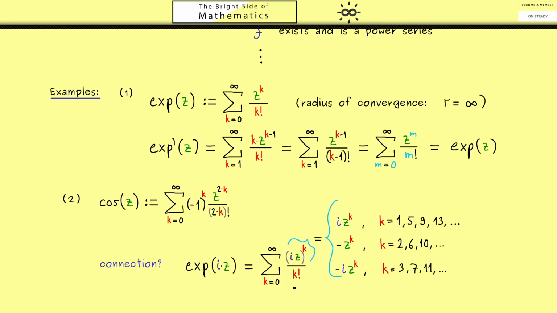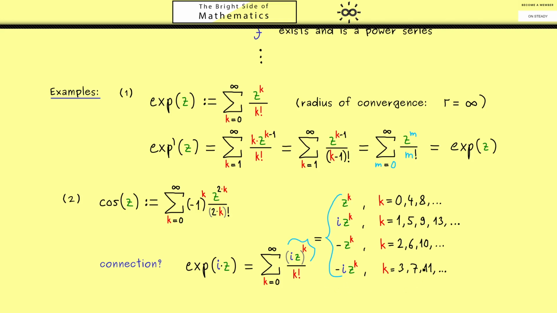Now, with this, only the last case is missing, where we have k is equal to 0, 4, and so on. So let's put this case at the top, and then you should know i to the power 4 is simply 1. Therefore, in this case, the factor in front of z to the power k is just 1.